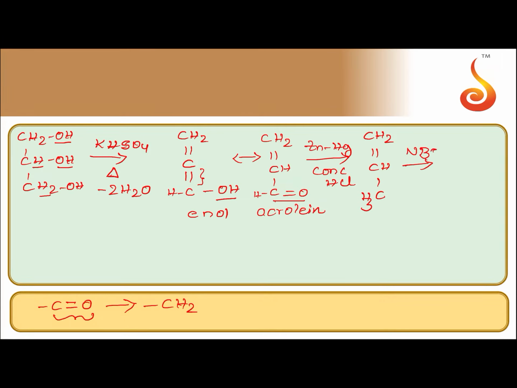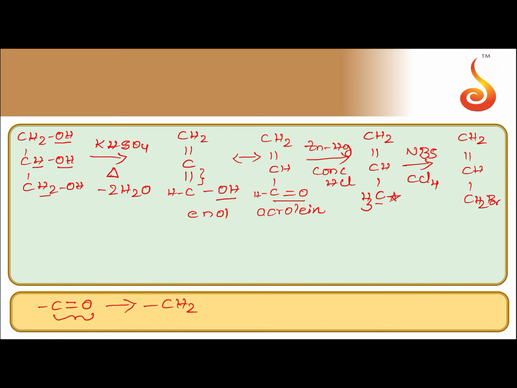Now it is treated with N-bromosuccinimide. In presence of N-bromosuccinimide, allylic substitution takes place. This is the allylic carbon. So substitution of bromine takes place on that carbon atom. So CH2 double bond CH, CH2 Br.